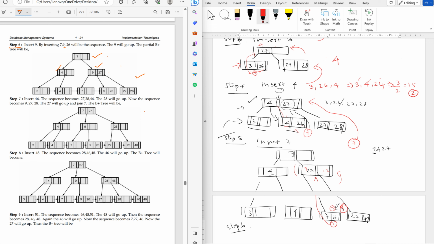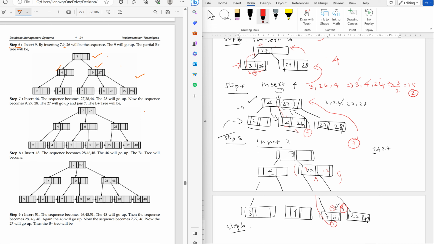This 9 we tried to insert here, it came here. So the values lesser than 9 or 7 come there. In between 9 and 27, since 9 has to be maintained as a copy, 9 is greater here, 26 and 27, 28. So this keeps on going.